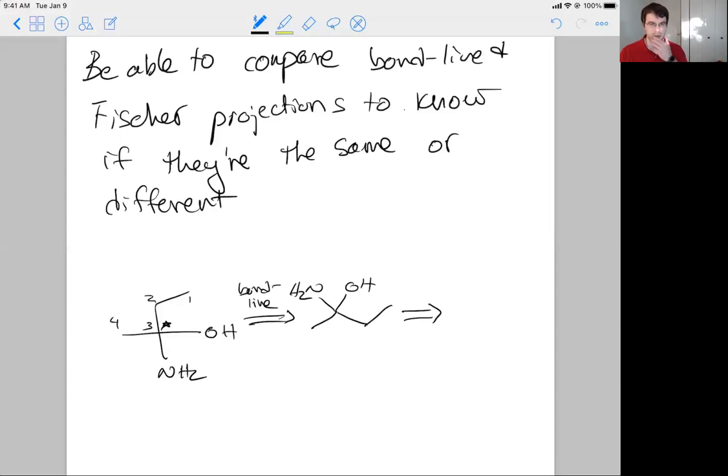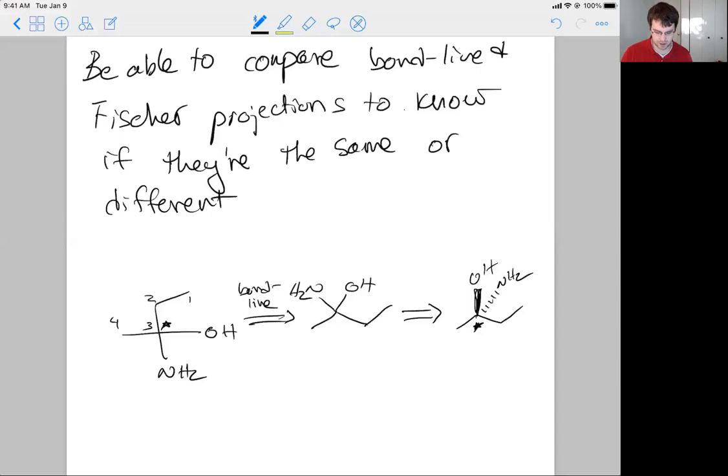Now again, I just pulled this out of my hat. I don't know whether that's a wedge or a dash on the OH or the NH2. Well, let's take a guess. Let's guess that the OH is a wedge and the NH2 is a dash. Let's just see what happens. Okay, well, what we should do is determine R and S.